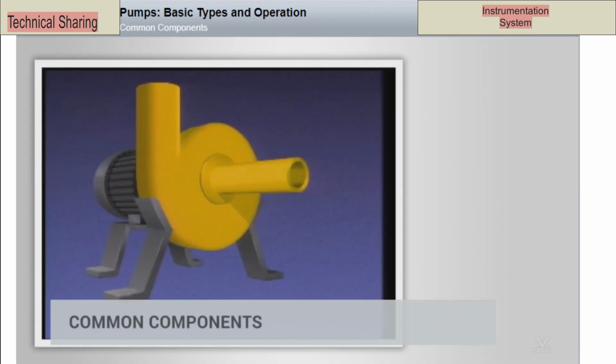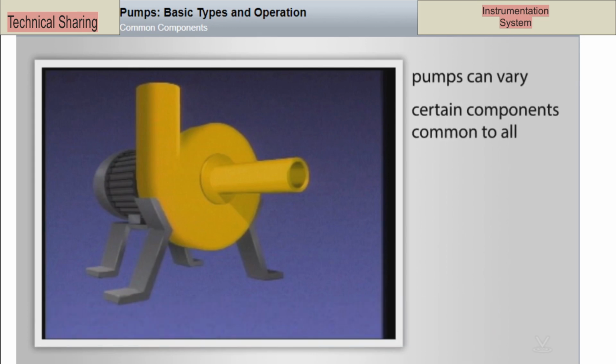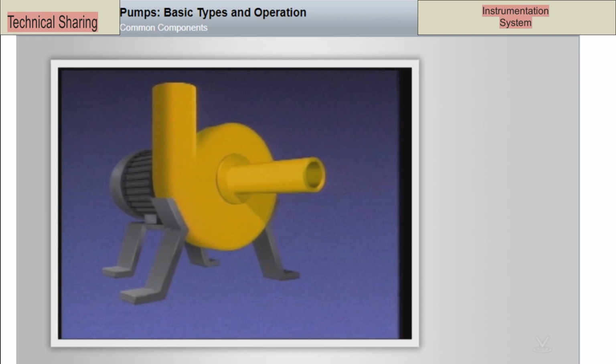Common components. Pumps can vary greatly in several ways, but certain components are common to all pumps. For example, all pumps have an inlet, a casing, and an outlet.